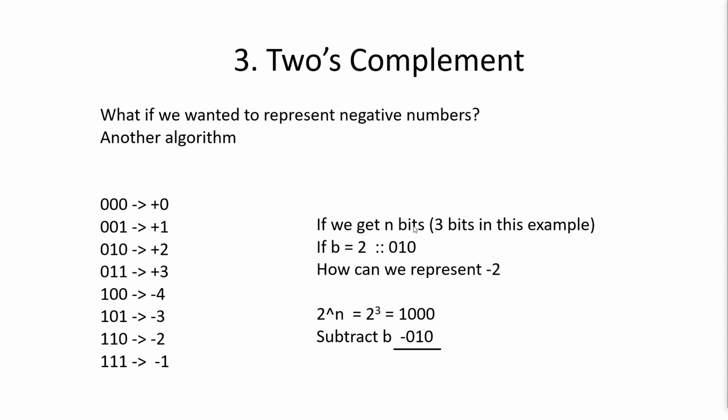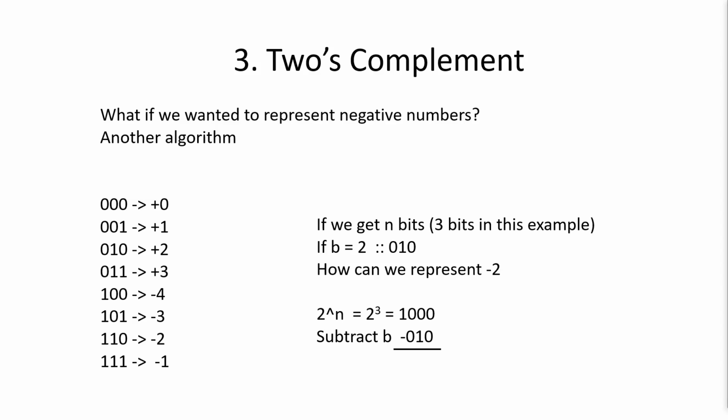So if I have n bits, I'm using 3 for this example, and I have a binary number 2 represented by 0, 1, 0, I can grab that right from the chart right there. The question is, how do we represent -2? When I was doing this before, I had a bit pattern and I was going to the number. So this is sort of the opposite.